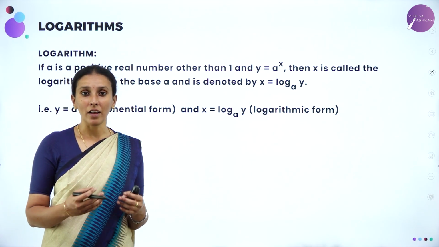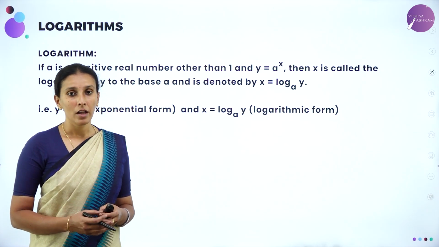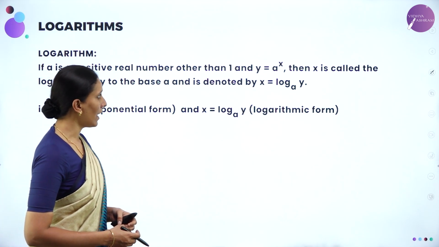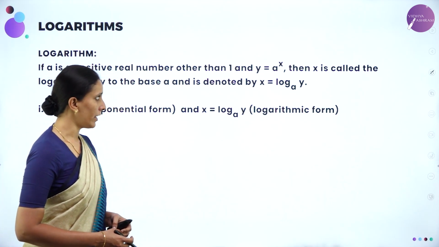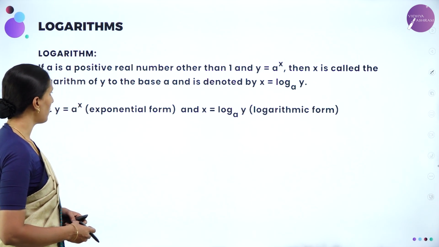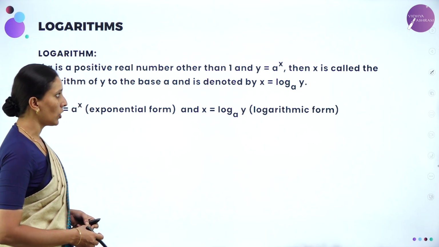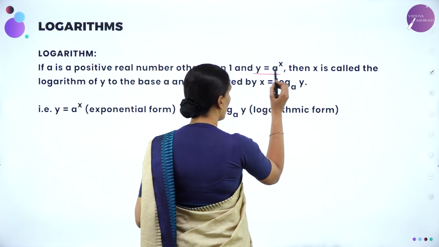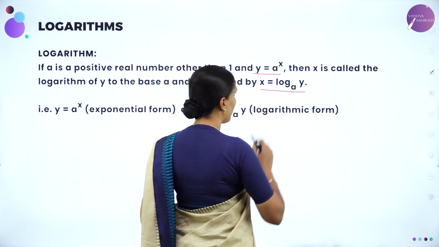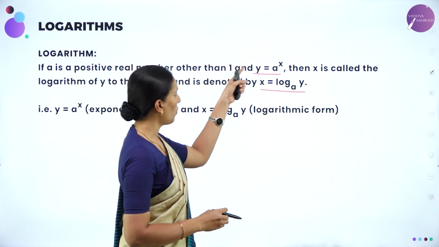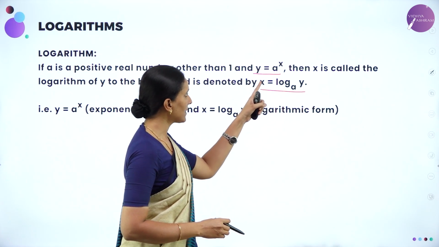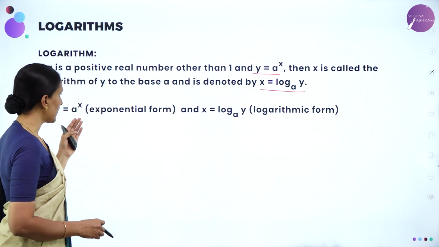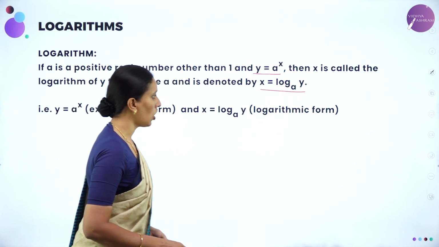So logarithm is another way of expressing an exponential form. Now here, let a be any positive real number other than 1 and y is equal to a power x. Then x is called the logarithm of y to the base a and is denoted by x is equal to log y to base a. So this is the exponential form of a number and this is the logarithmic form of a number. So when we say y is equal to a power x, then x is nothing but log y to base a. So this is called the exponential form and this is called the logarithm form.